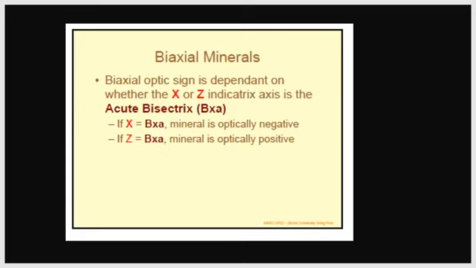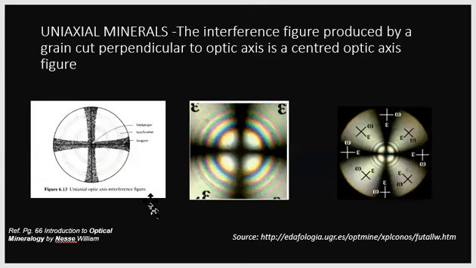We also have seen how this is different from the uniaxial interference figure, where the uniaxial figure has got the cross. In the case of a centered optic axis figure, the isogyre stays as a cross even when you rotate the stage. But in the case of biaxial, it actually splits and forms a hyperbola, which is the major difference between a centered optic axis figure versus an acute bisectrix figure.